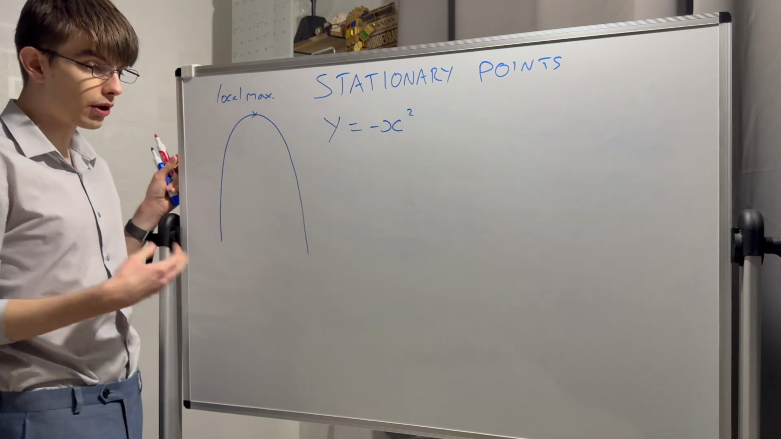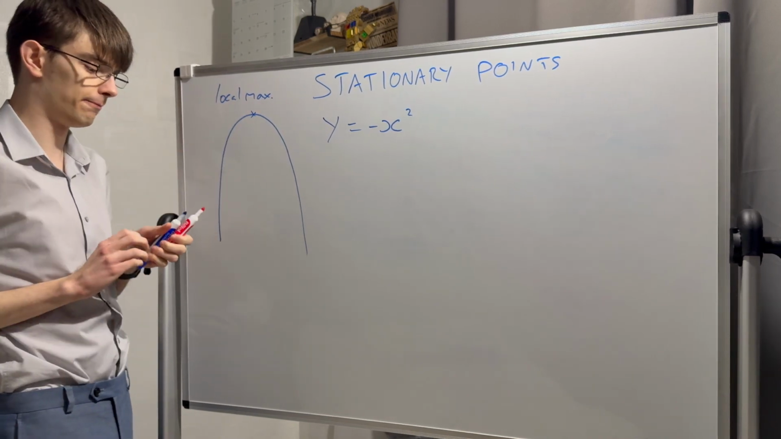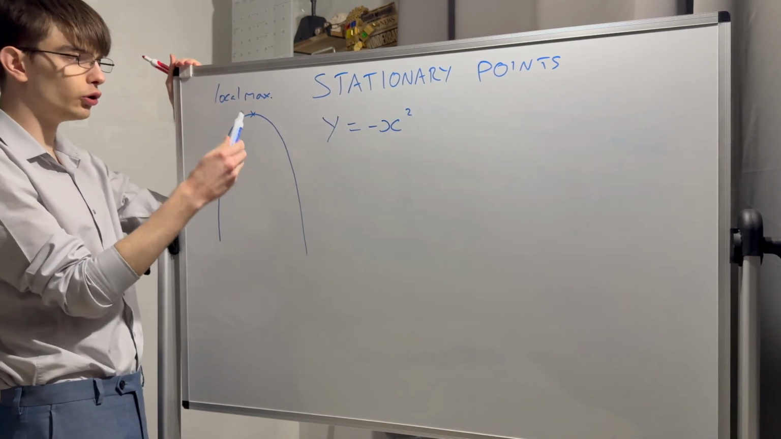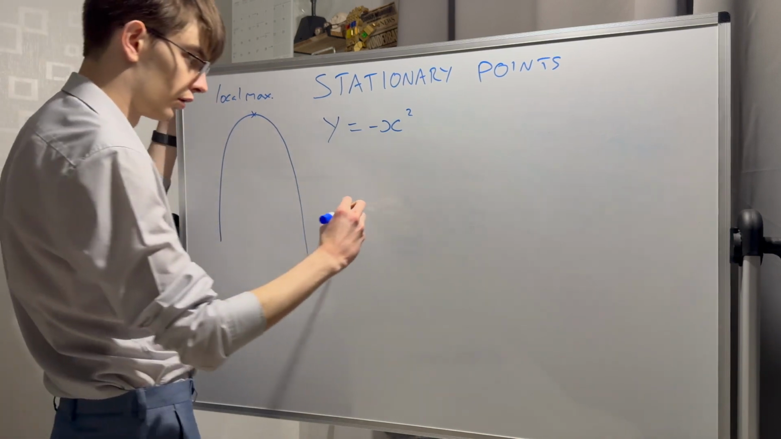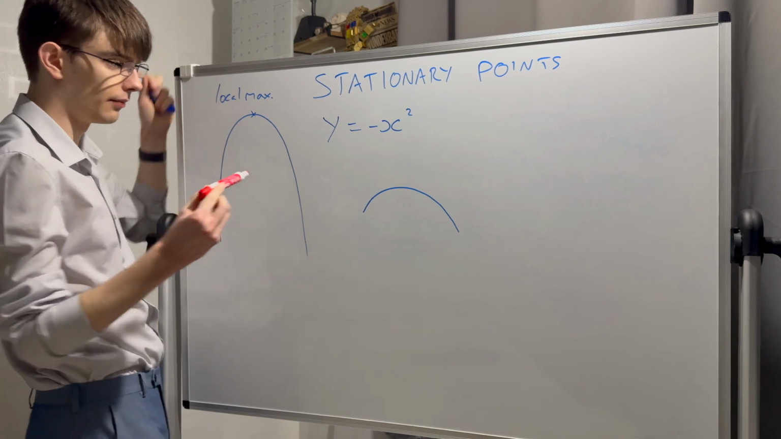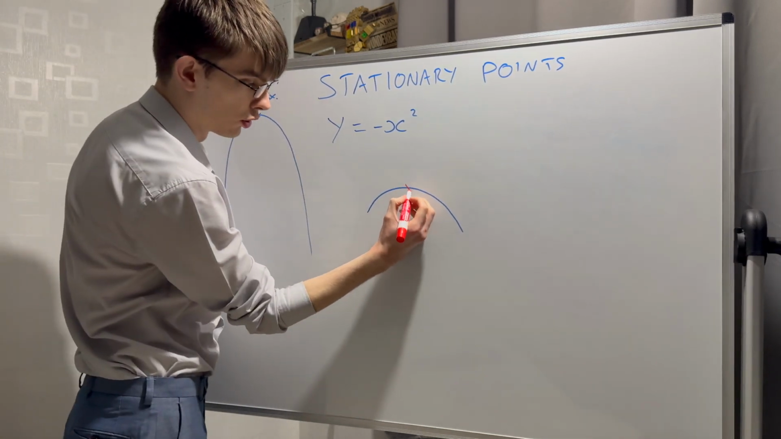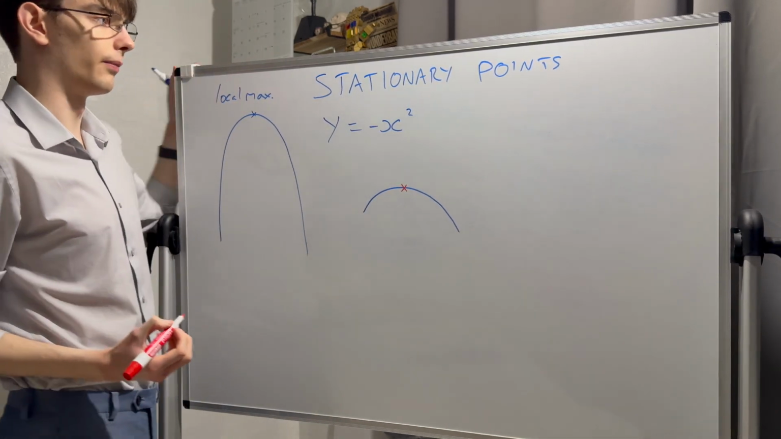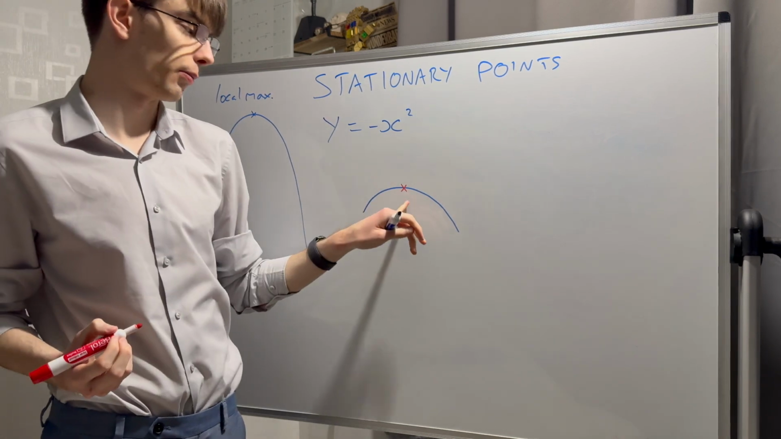Well, in order to answer that, we need to zoom in. If I zoom in on this graph, I get something that looks like this. That's just the top of it zoomed in, with my local maximum, my stationary point, just there.